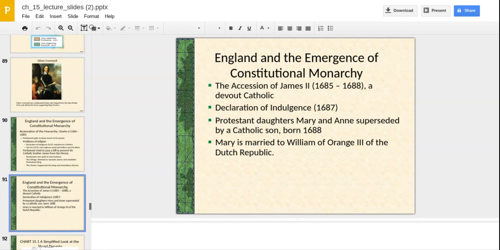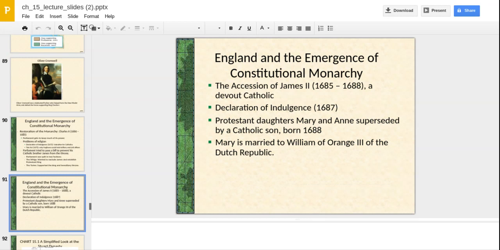He's a devout Catholic, which is odd, in a Protestant majority country here. Protestant daughters Mary and Anne were superseded by a Catholic son who was born in 1688. So you're looking at a Catholic dynasty now. Mary and Anne were both Protestants, which would have been okay with the people of England. But now he has a son, and that son, they're worried, is going to keep the throne Catholic.